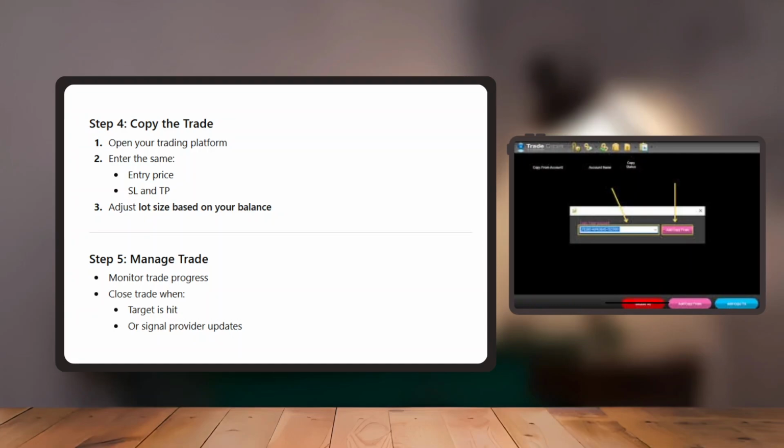Finally, manage the trade by monitoring its progress. You can close the trade when the target is hit or when the signal provider gives an update to exit the trade. That's it.